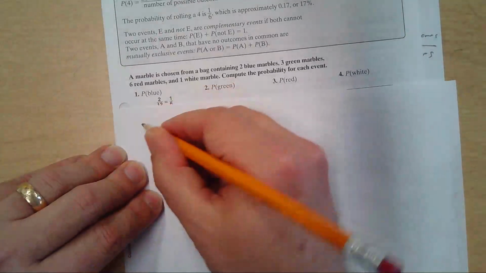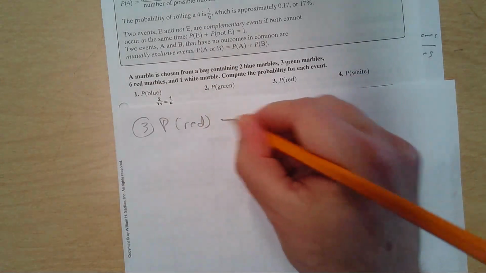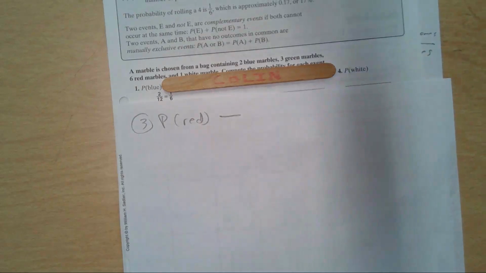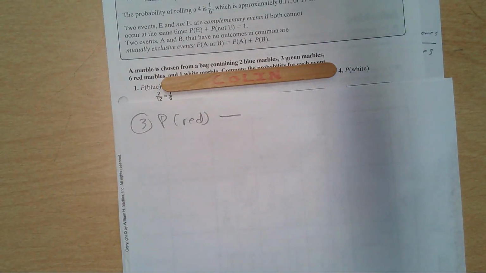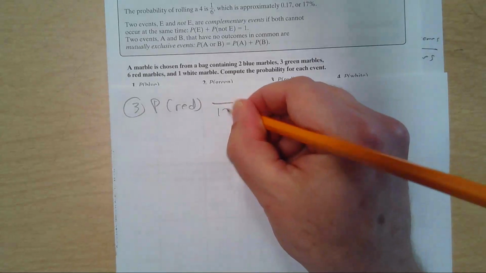So number 3 says the probability of pulling out a red marble. So 2 things I need to know. What are the 2 things I need to know to figure out the probability of this, Colin? The total outcomes and favorable. Right. So how do I figure out how many total outcomes there are? You add up all the marbles. How many marbles are in the bag? 12. And right, 2 plus 3 plus 6 plus 1 is 12.